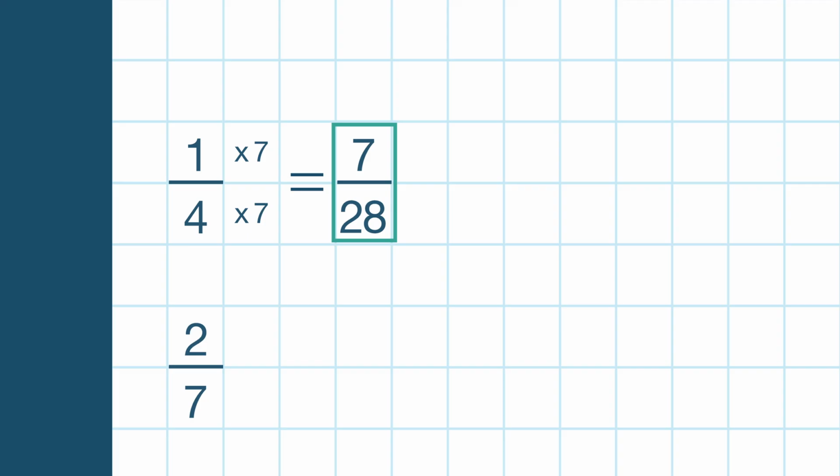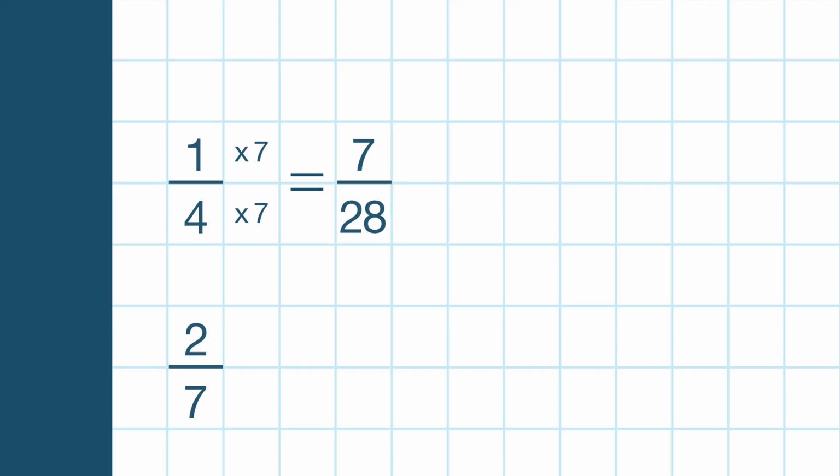Now let's rewrite 1/4 with a denominator of 28. What do we multiply 4 by to get 28? We multiply by 7. So multiply the numerator by 7 as well. What is 1 times 7? It's 7. The new fraction is 7/28.